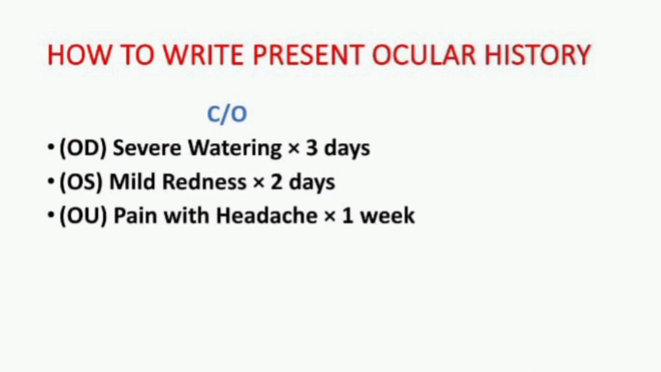Let's see some examples. If the patient's complaint is severe watering in the right eye for 3 days, we need to write it as OD severe watering x 3 days. The second example: if the patient's complaint is mild redness in the left eye for 2 days, we need to write it as OS mild redness x 2 days. And the third example: if the patient complains of pain in both eyes associated with a headache for 1 week, we need to write it as OU pain with headache x 1 week.